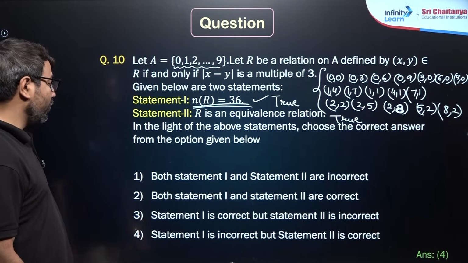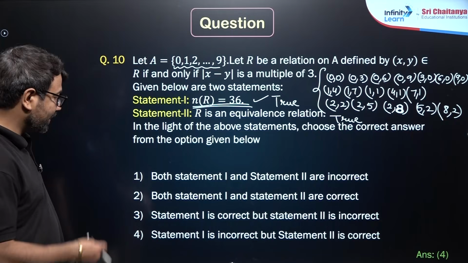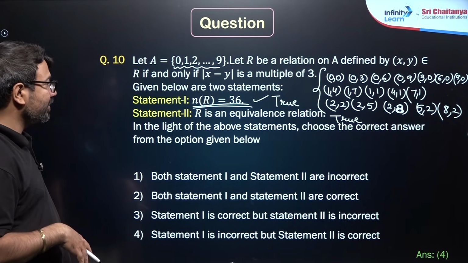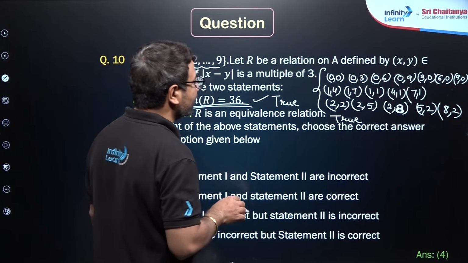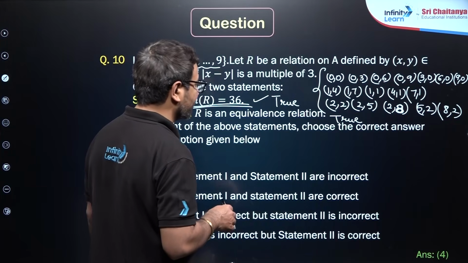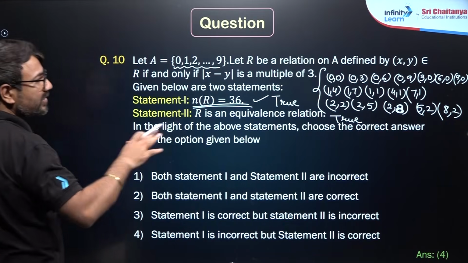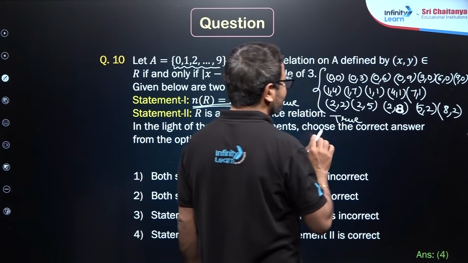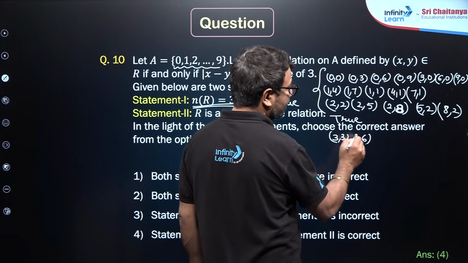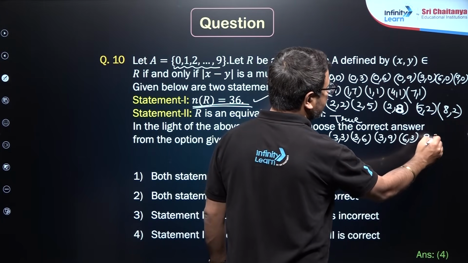So that is why the fourth option, they have written statement 1 is incorrect and statement 2 is correct. Okay, just a minute. I have to check whether the number of elements is coming 36 or not. Just a minute, guys, let me verify it. With 0 I have written, with 2 I have written. Now let's check with 3: 3, 3 is possible, 3, 6 is possible, 3, 9 is possible, 6, 3 is possible, 9, 3 is possible.